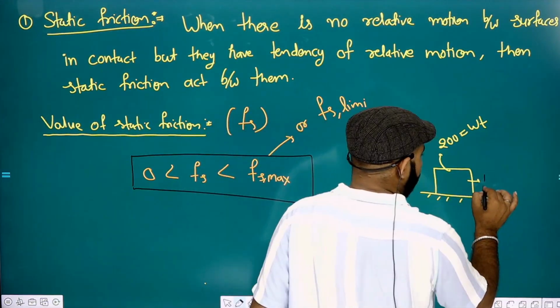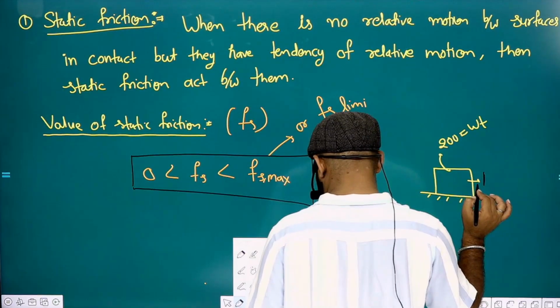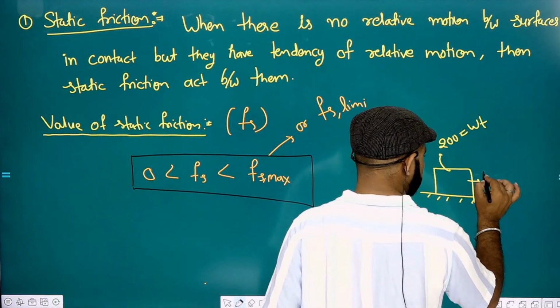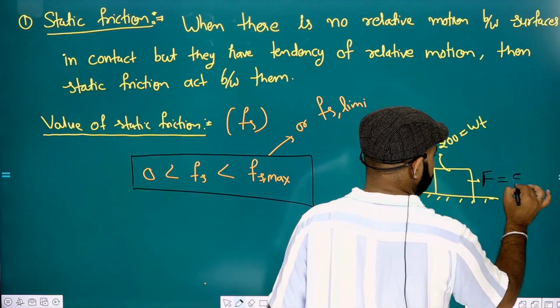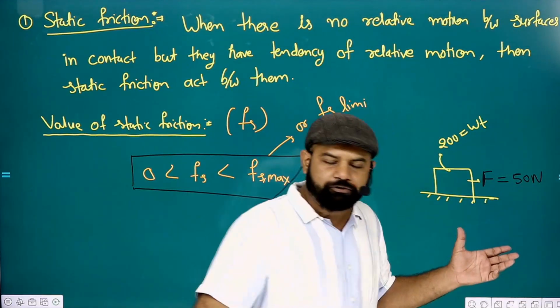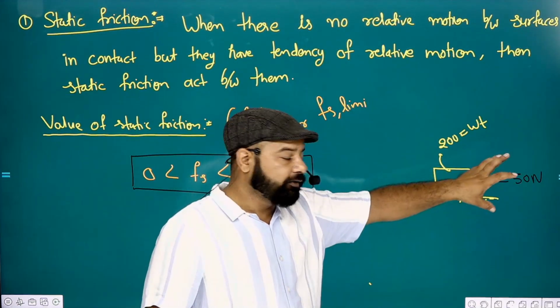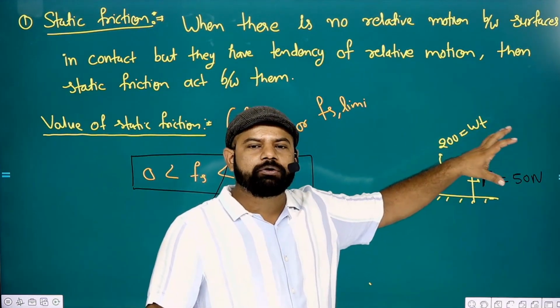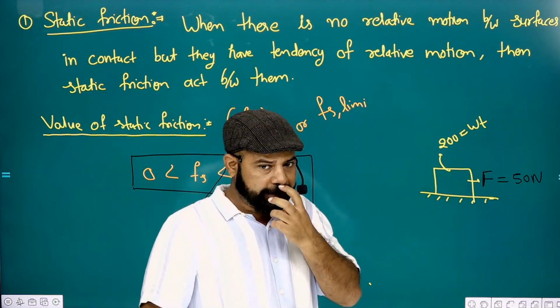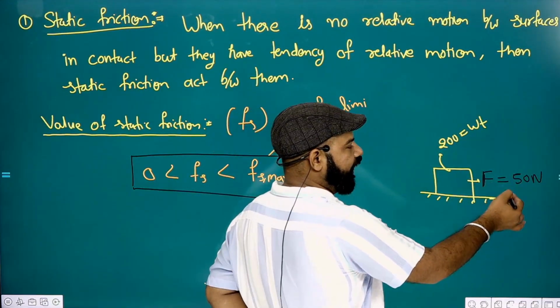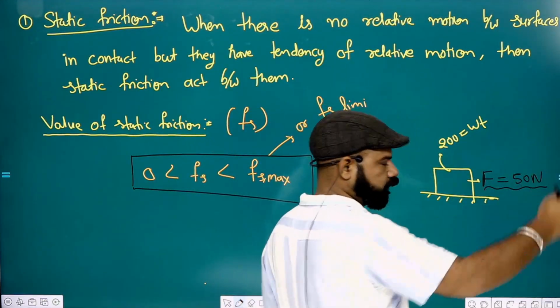Okay, so we were saying that if a force equal to 50 Newton is acting, so this is the force required just to move that block over the surface. So can we say that this is the maximum value of static friction, right? Just to move this block we require a minimum of 50 Newton force.